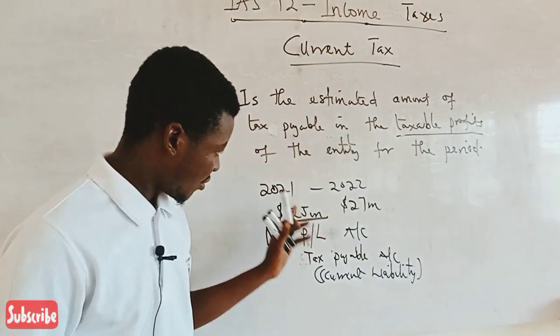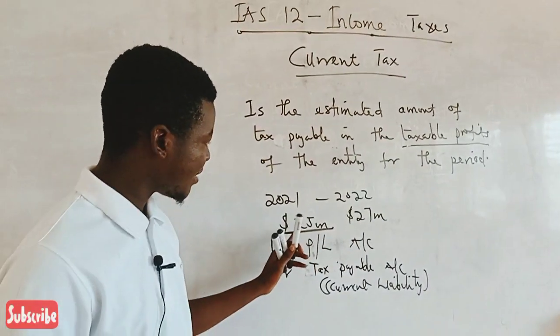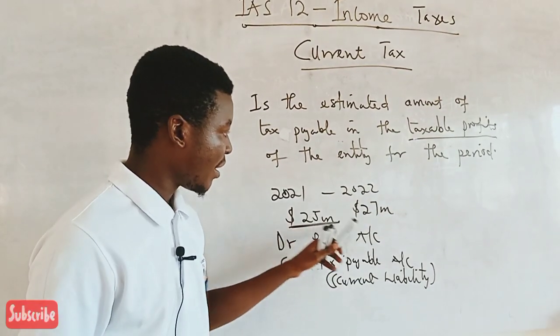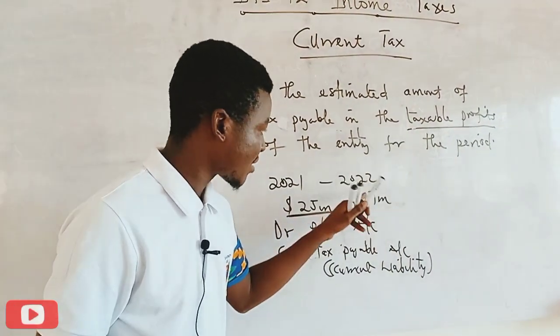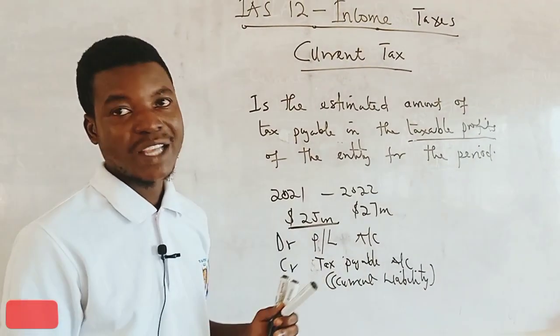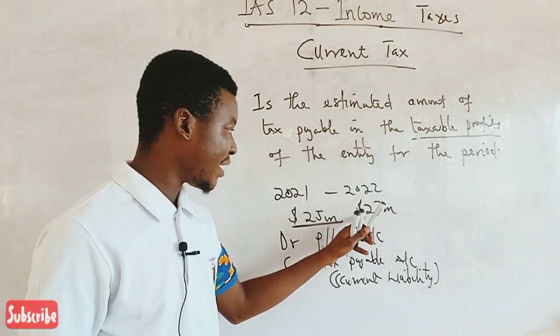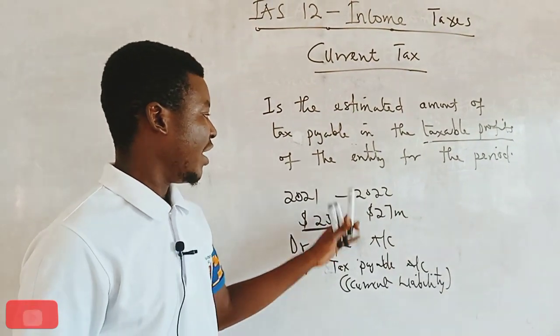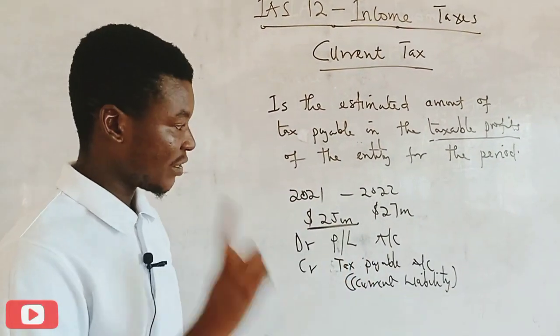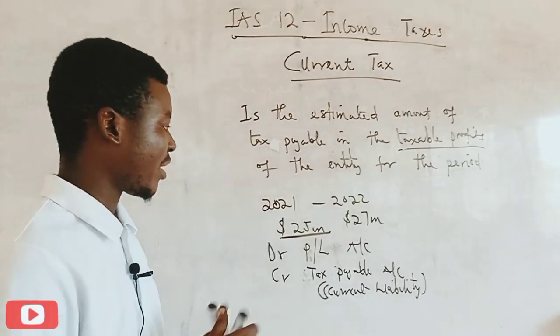It means, if you can see clearly, that we estimated 25 million, but the tax authority has given us a true amount of tax payable of 27 million. What is happening? We have underestimated our tax provision. So, in current tax, there are issues that will arise from that.